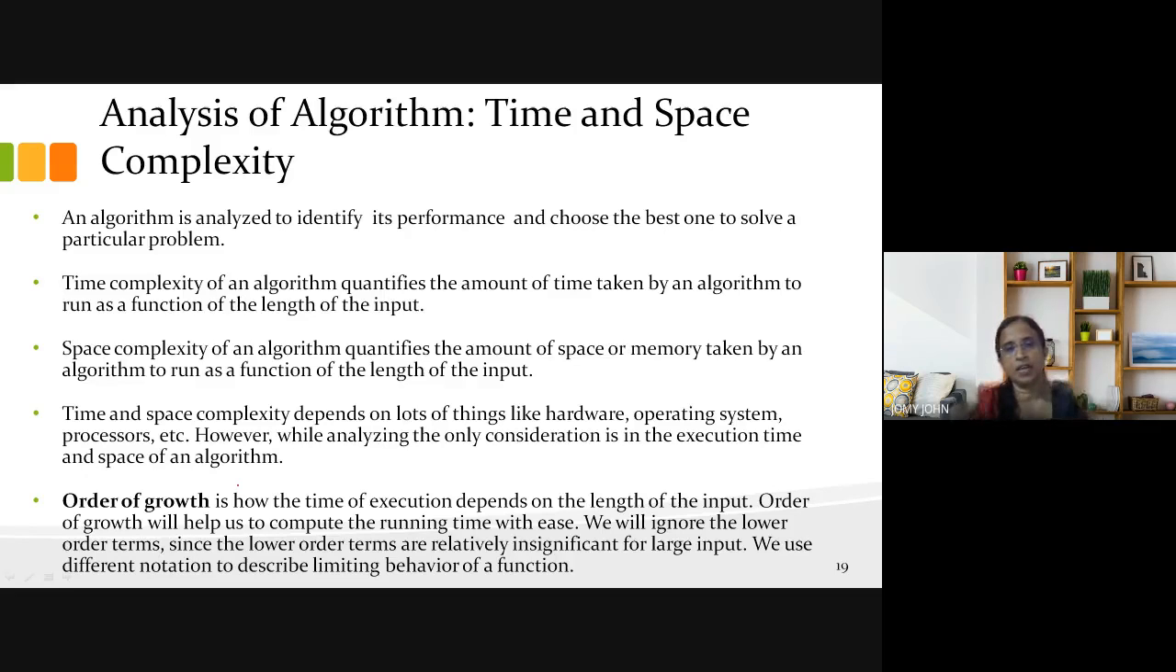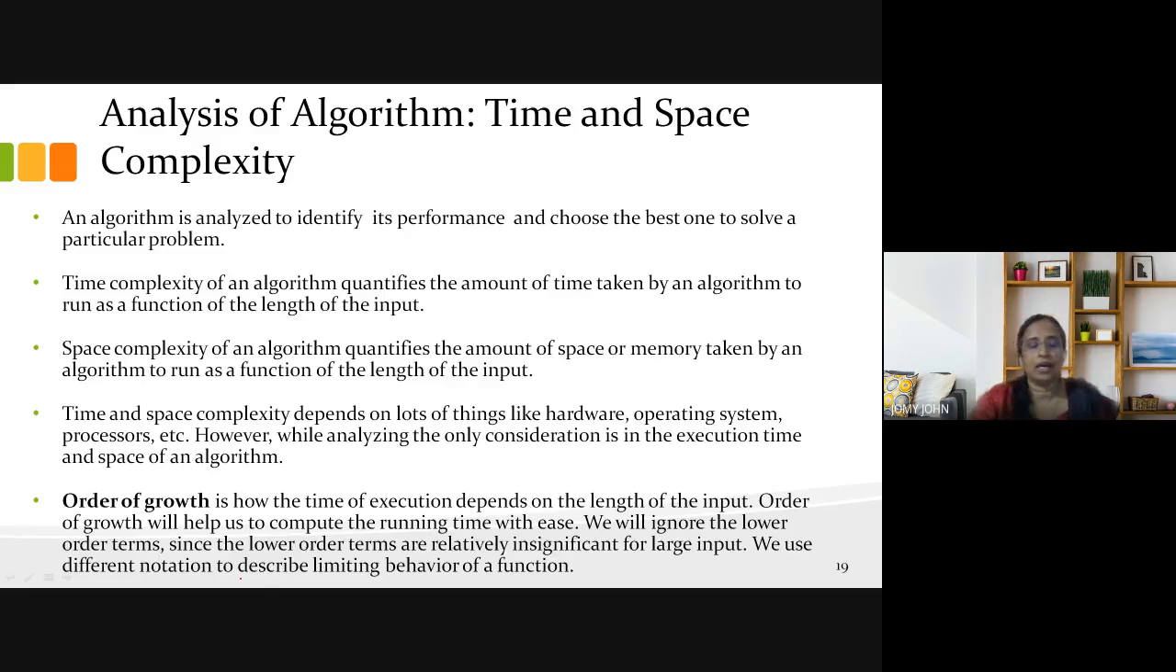We are fixing the hardware, OS, processor, etc. as constant and trying to analyze the algorithm using the same background. We compute the execution time, how much time it will take in order of n, order of the number of inputs. Next is another concept which is known as order of growth.